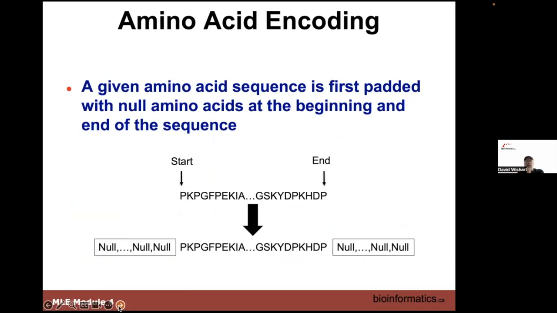So for the full protein sequence, we put in these null characters. We're going to put 8 or 9 null characters at the beginning and 8 or 9 at the end, just so that we can window properly and ascribe secondary structures to the first 8 or 9 residues in the sequence and the last 8 or 9 residues.